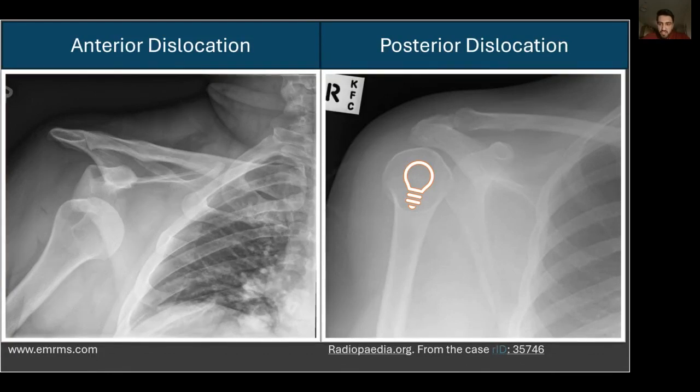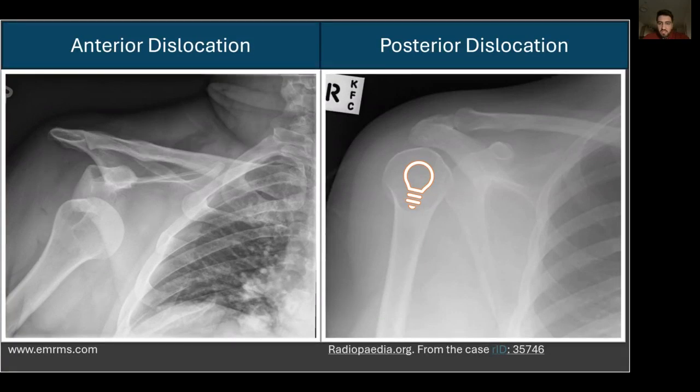With any dislocation, we get an X-ray initially, and then we see if there is any neurovascular compromise on examination, or any fractures that we can see on X-ray. If not, then we would proceed with an attempt to put the shoulder back, and then we would get another X-ray to confirm that we have restored the normal anatomical position. So on the left, we have an X-ray of an anterior dislocation. As you can see, the humeral head is dislocated anteriorly and rests under the coracoid process.